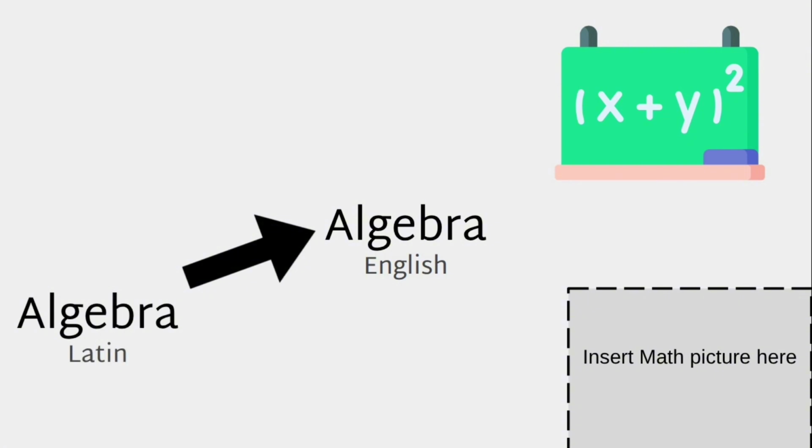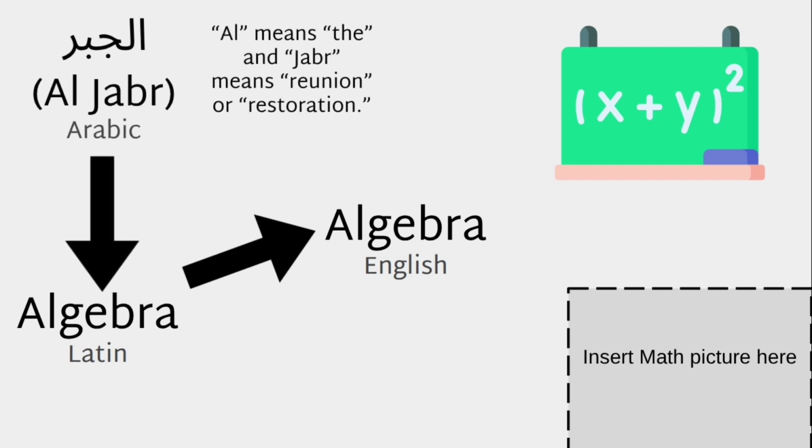And the English algebra gets it from Latin algebra, which means the same thing, but Latin only transferred it from the Arabic al-jabr, which al is the Arabic word for the, and jabr, if I'm pronouncing that right, is the Arabic word for reunion or restoration.